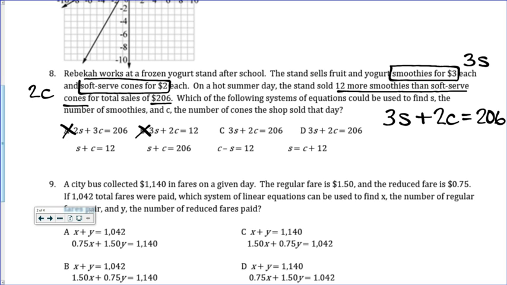Then you need to decide, I have 12 more smoothies than soft serve cones. So I know that I have to take the cones and add 12 to it in order to tell me how many smoothies. There are 12 more smoothies than there were cones, so I'm taking my number of cones and adding 12. So the answer should be D. Okay, let's look at number 10.